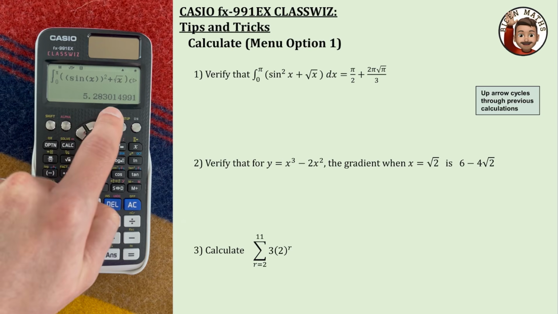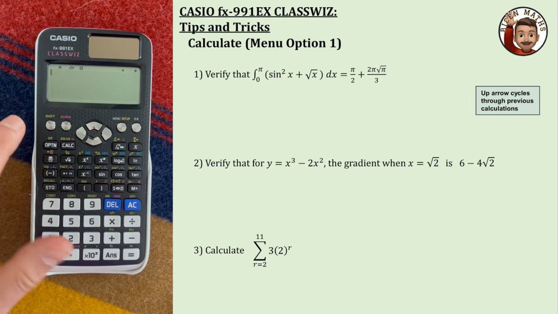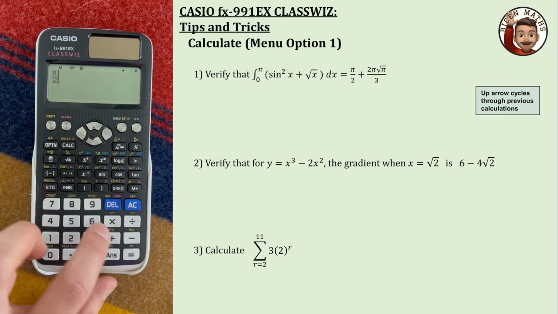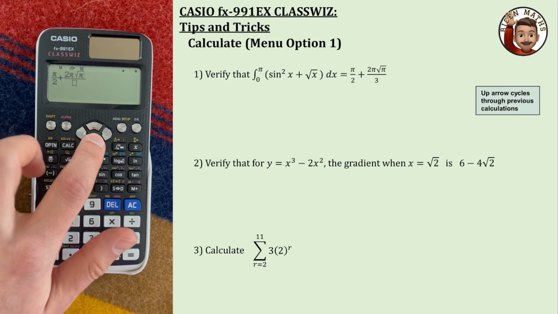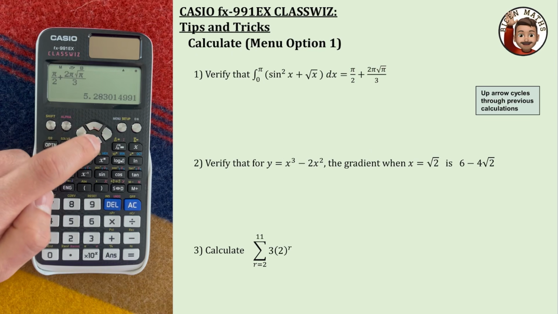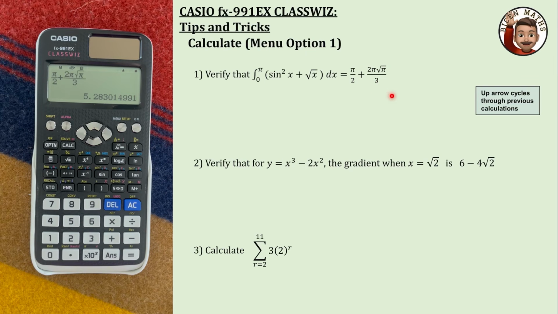So we've got the 5.28301. Now we might want to check if it's the same as this one. So I'm actually just going to type into my calculator. I'm going to do shift, clear it first. I'm going to do shift pi over 2 plus 2 pi root pi over 3. So we get 5.28. Now, if you want to go and see previous calculations, you should be able to press up and down, and then you can see that we've got exactly the right answer there for that. So we do know that this is completely true.